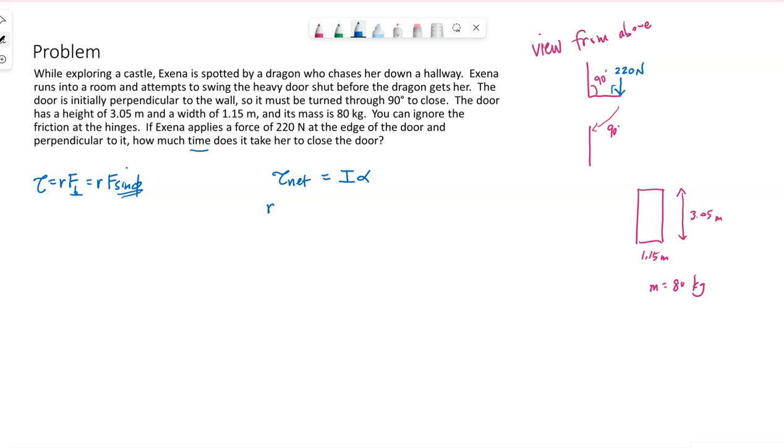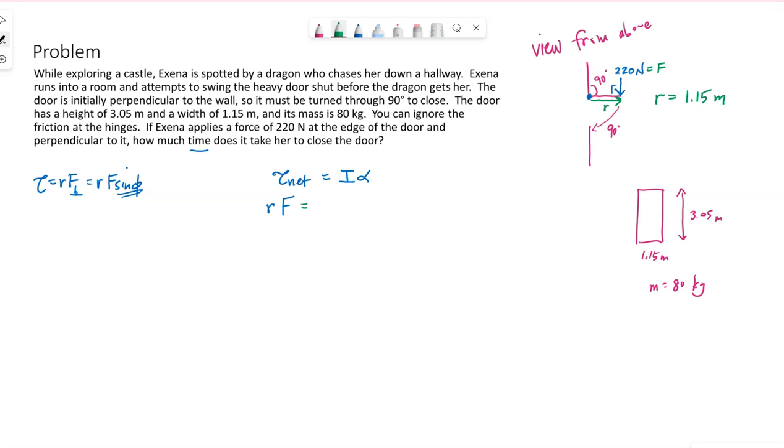The torque itself will be R times F. R, remember, if we were to draw it in the picture, we would start R at the hinges and draw out to where the force is applied. So R is the width of the door. F is given, so we know that.